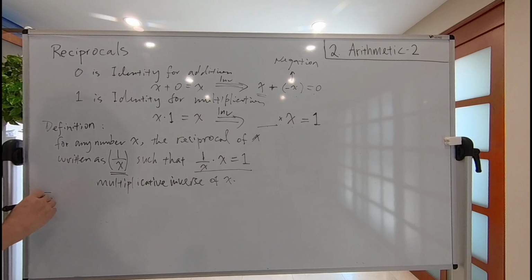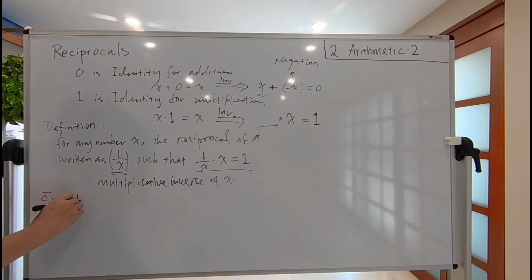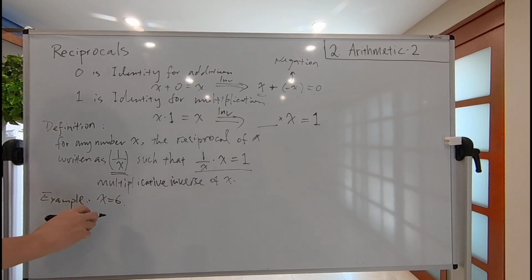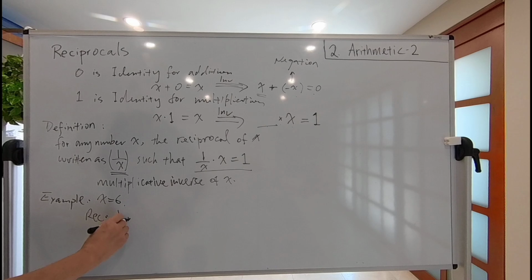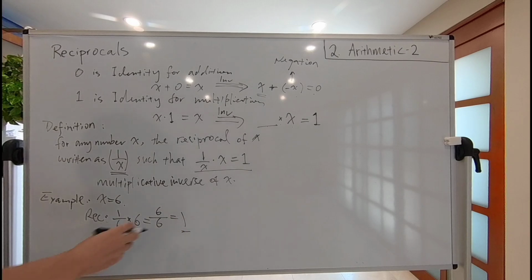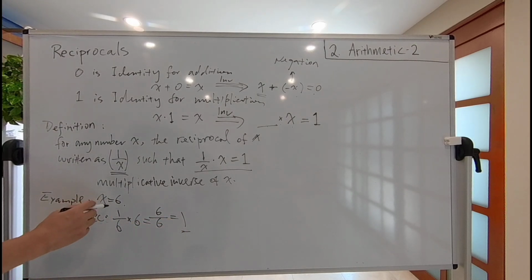Right, so for example, if I have the number 6, what is the reciprocal of 6? That will be 1 over 6, because 1 over 6 times 6 equals, if you don't want to jump steps, first 6 over 6, and 6 divided by 6 is 1. So it's equal to 1. That proves that the number 1 over 6 is the reciprocal of 6.